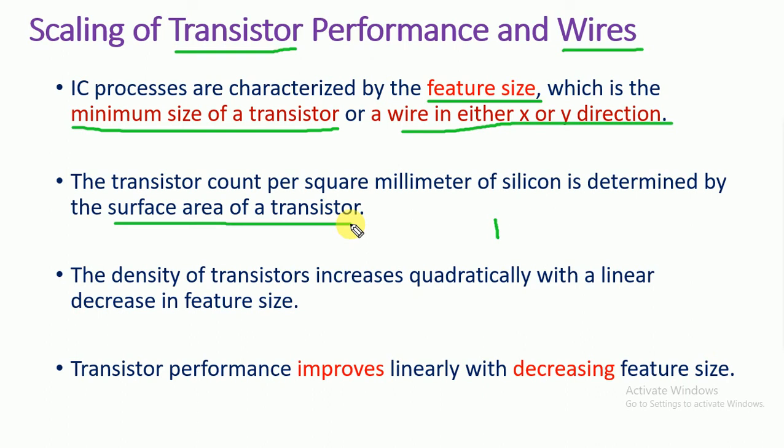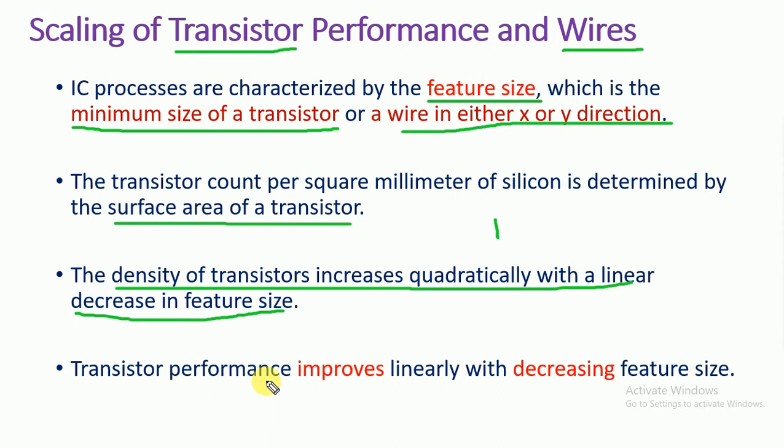So automatically the surface area of the transistor is being decreased. We are creating very small transistors, and when we place these transistors into the IC, the feature size, meaning the size of the IC, will also decrease with more transistors. Now the density of transistors increases quadratically with a linear decrease in feature size. That is what I was mentioning. If the feature size decreases, the density, the number of transistors, always increases.